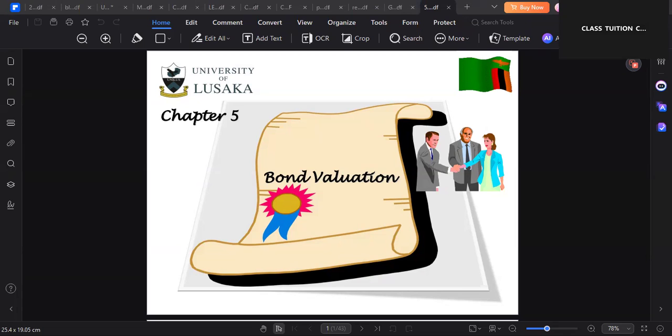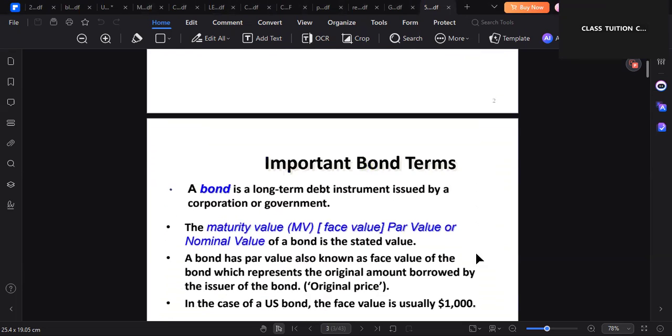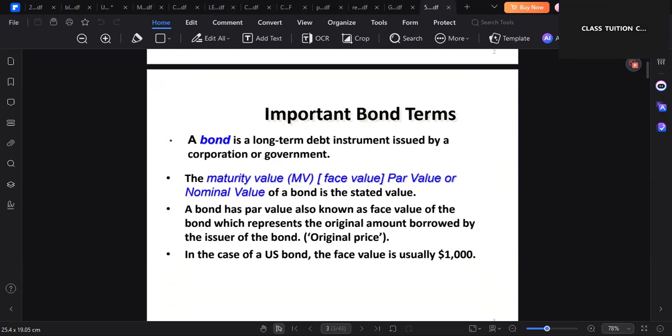Firstly, what is a bond? Anyone? What is a bond? You've heard of a bond. What is a bond? Okay, so a bond is a long-term debt instrument that is issued by a corporation. Now, a bond can be issued by a government or a corporation. It's a long-term debt instrument.